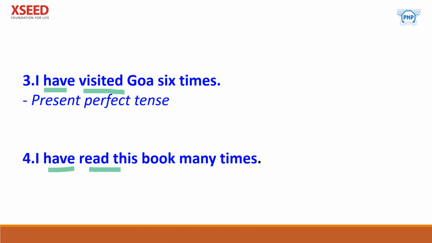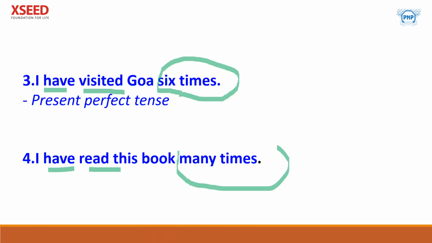So, how often? Here they have given 6 times, many times. And hence we need to use present perfect tense here, because it has been expressed how many times the action has taken place until now. Till now, how many times it has happened. Like, I have visited Goa 6 times. Here they have used many times. Correct.